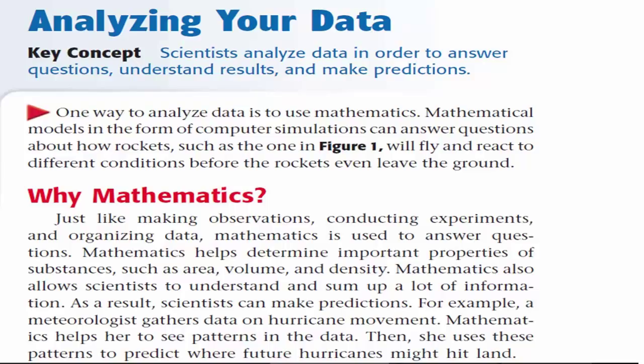Mathematics helps determine important properties of substances, such as area, volume, and density. Mathematics also allows scientists to understand and sum up a lot of information. As a result, scientists can make predictions. For example, a meteorologist gathers data on hurricane movement. Mathematics helps her to see patterns in the data. Then, she uses these patterns to predict where future hurricanes might hit land.